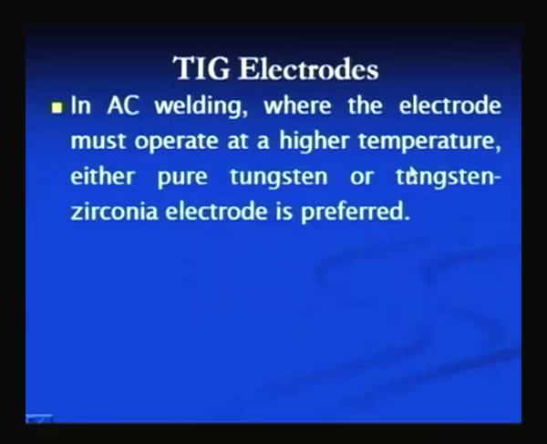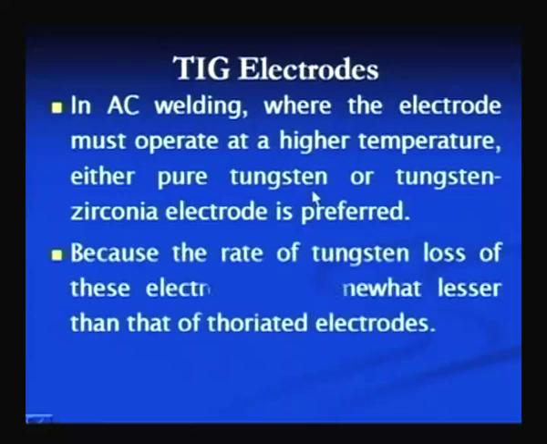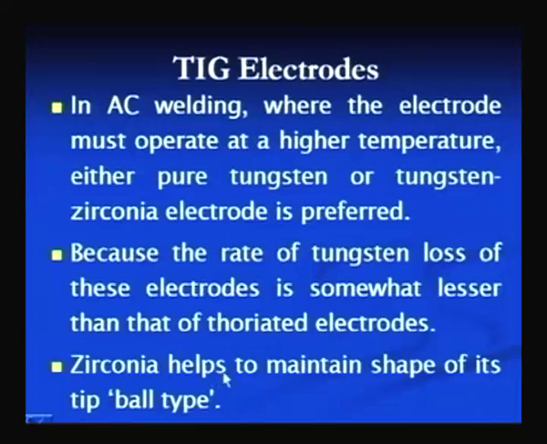That is why for AC welding, where the tungsten electrode must operate at a high temperature, either zirconium coated tungsten electrode or pure tungsten electrode is preferred, because the rate of tungsten loss of these electrodes is less compared to the thorium coated electrode. Thorium coated electrodes are subjected to rapid degradation under AC welding conditions compared to that of the pure tungsten and zirconium coated tungsten electrodes. Zirconium coated electrodes help to maintain the ball shape, which is desired for producing the desired weld bead cross section during the welding.